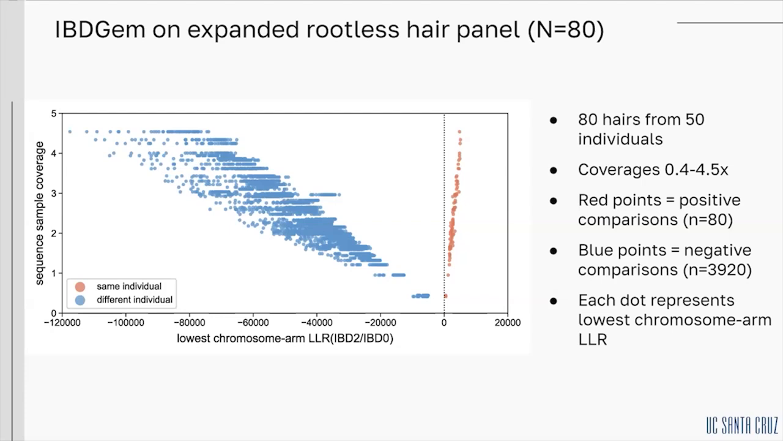And once again, we can see that there is a clear separation between positive and negative comparisons in terms of their chromosome arm likelihood statistics. And this distinction becomes greater as the coverage of the hair sample increases.